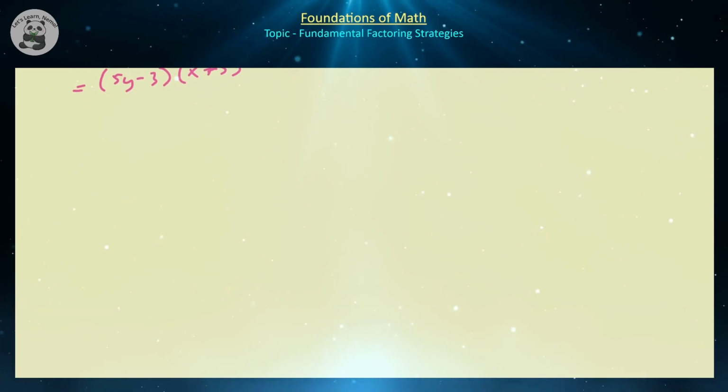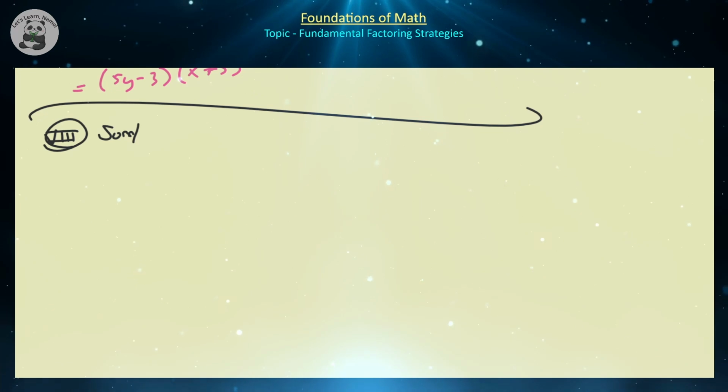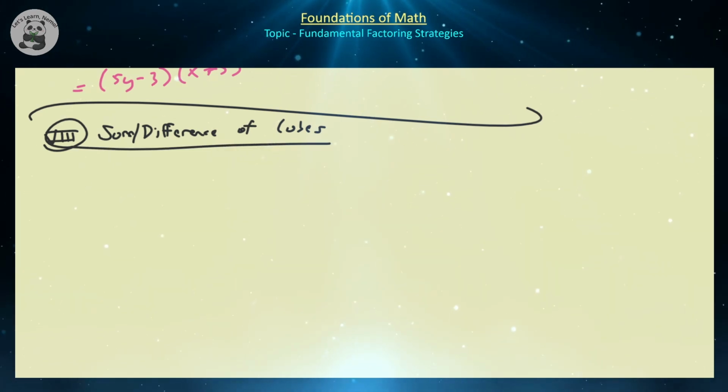Now the next method focuses on degree 3, so this is method 8, I believe. And this is the sum, you can also call this method 9 too, but I'm going to combine them into one. The sum and difference of cubes, not squared.